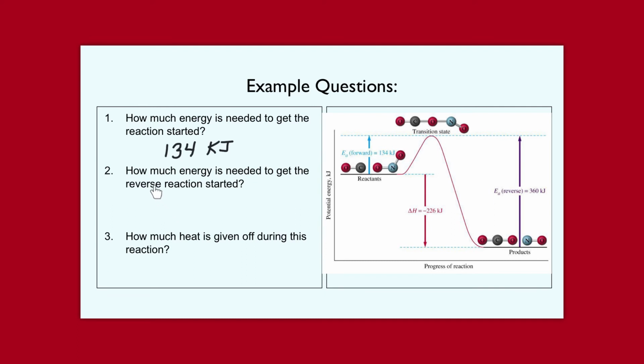The second question says how much energy is needed to get the reverse reaction started. In the reverse reaction, we're going in the opposite direction. So that would be the activation energy for the reverse, which would be the difference in energy between the products and that activated complex. That would be 360 kilojoules on this diagram. In this last question, we're asked how much heat is given off during this reaction. We're asked for the enthalpy. That's the difference in energy between the products and the reactants. It's a negative value, and there it is, negative 226 kilojoules.